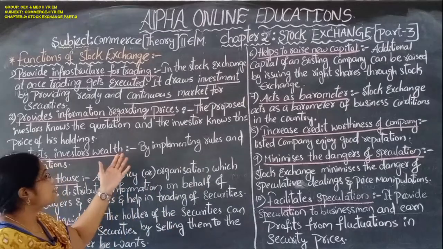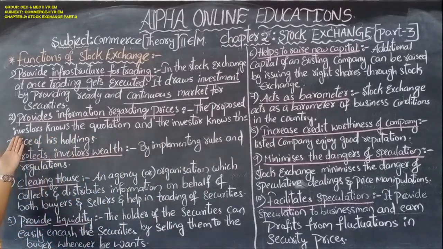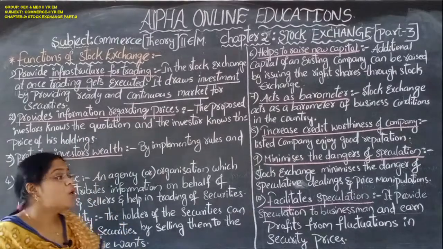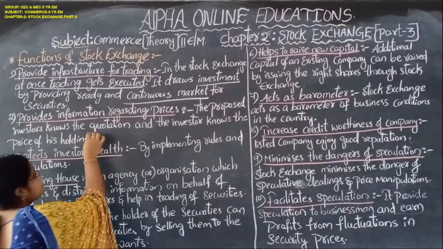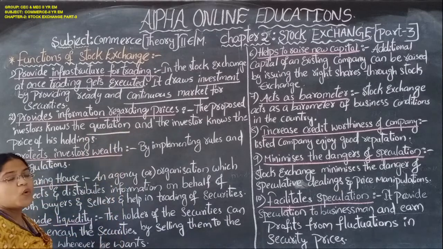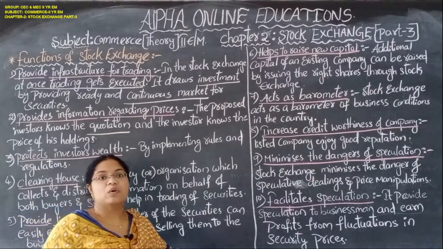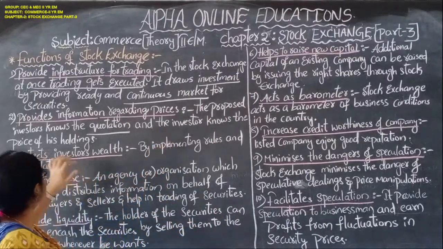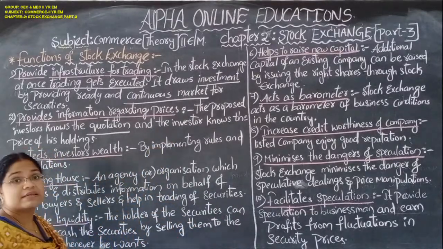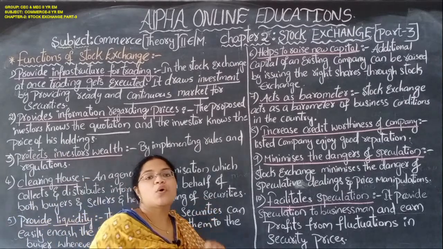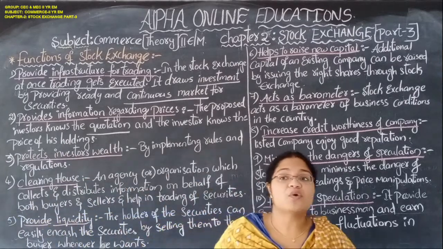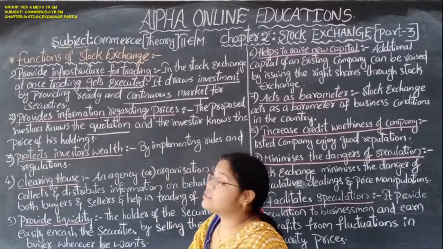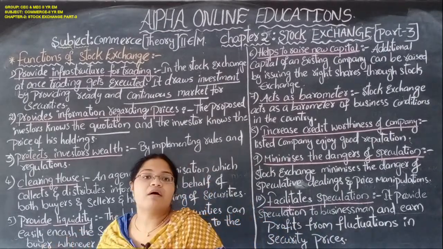So what is said here? The proposed investors know the quotations. What do quotations mean? The actual conditions: what is the actual condition of the company? And the investors know the price of their holdings. By that, investors can know the price of the shares they are holding.